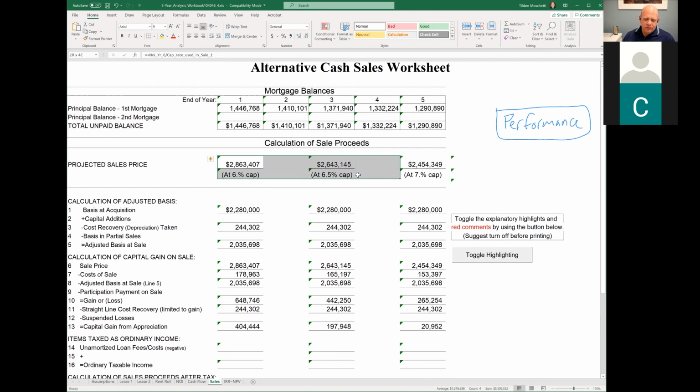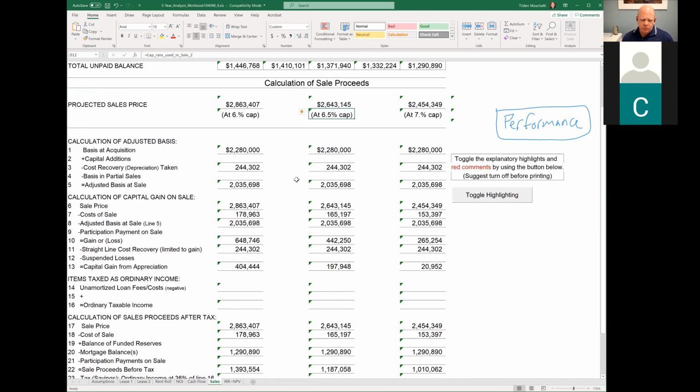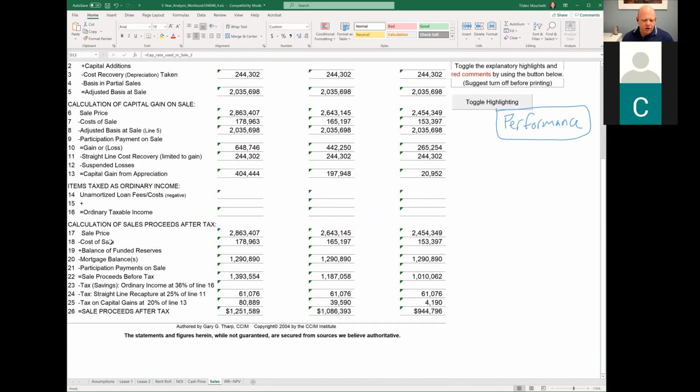Our sales price is a lever. And a lot of these, I mean, you don't know what it's going to sell for in 5 years, but we have to make assumptions. So this is one of the bigger assumptions that we have to make. So it should be a reasonable assumption and supported by evidence. But then we have our cost of sale. And this is your broker fees, right?